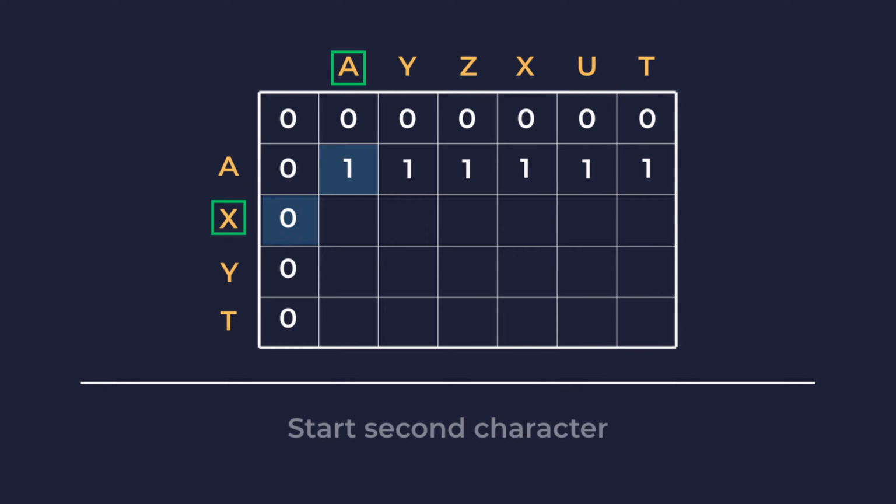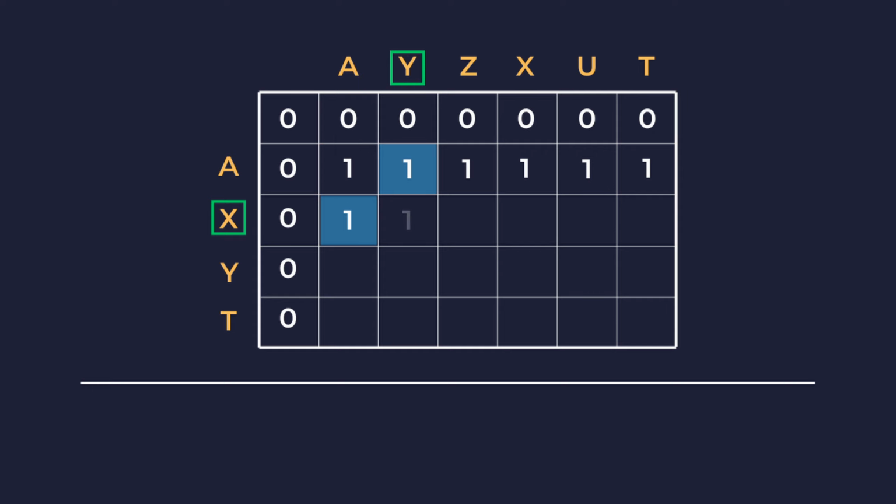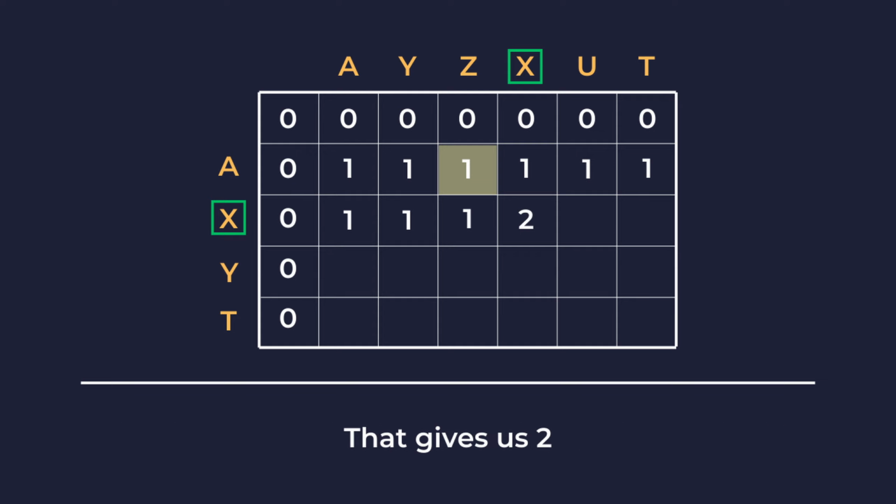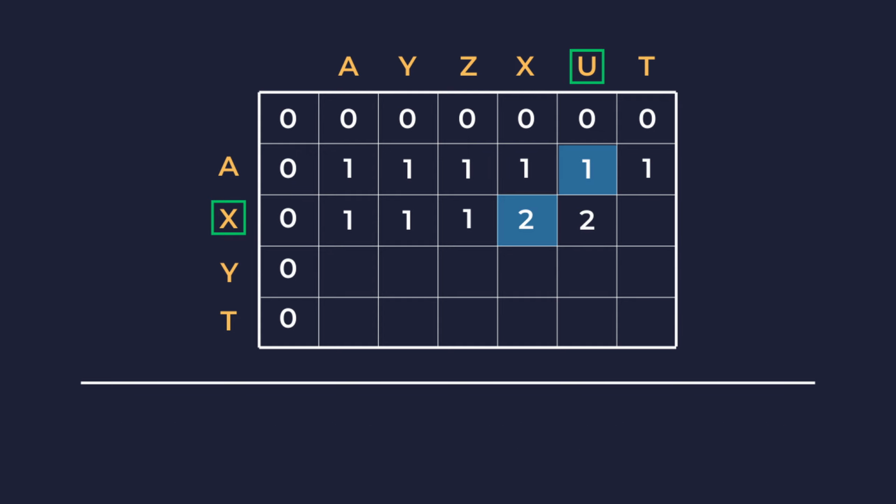Now we move on to the second character. Here the values don't match, so we just take the maximum from the left or the top. That keeps the value as 1. Now this is the interesting part. You can see the characters match again. When they match, we take the diagonal value from the top left and add 1. That gives us 2. And we keep going in the same manner.